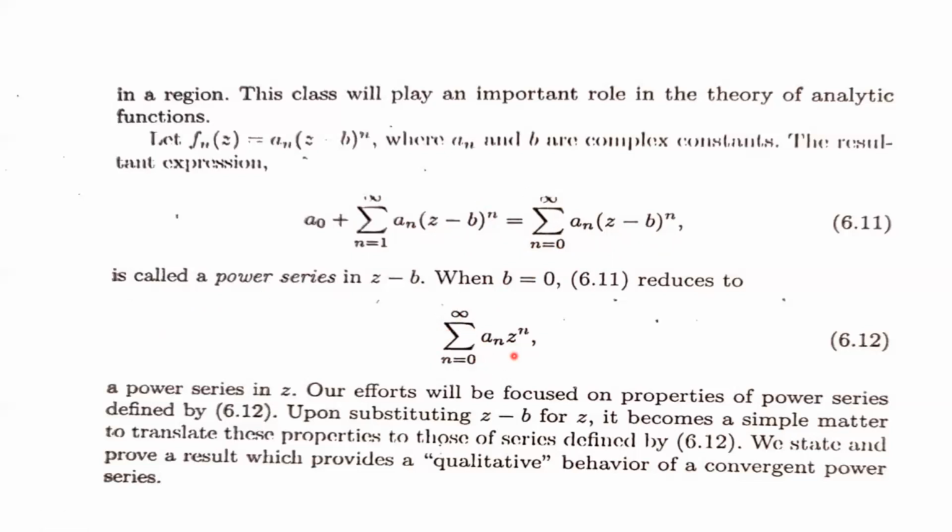This one is a power series around the origin, and this is a power series around b. This is a power series in z only, and this is a power series in z minus b. Our efforts will be focused on the properties of power series of the first form. Upon substituting z minus b for z, it becomes a simpler matter to translate these properties to those of the series defined by 6.12.